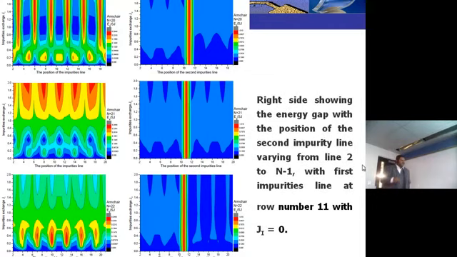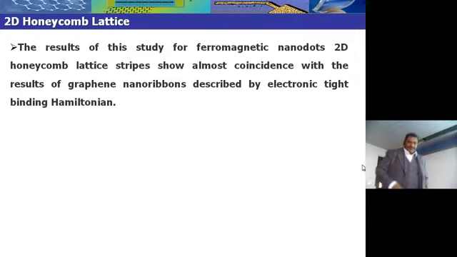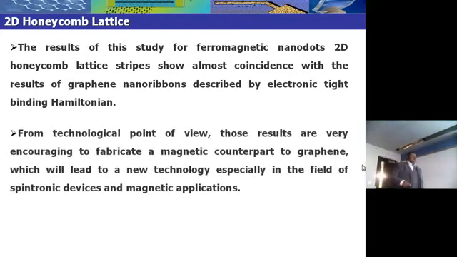The result for this honeycomb lattice of a ferromagnet shows coincidence with the result for the graphene nanoribbon from the electronic tight-binding Hamiltonian. From a technological point of view, these results are very encouraging for fabricating a magnetic counterpart to graphene, which will lead to a new technology, especially in the field of spintronic devices and magnetic applications. One of the main results is that many research results obtained for graphene can easily be applied to the magnetic counterpart case.